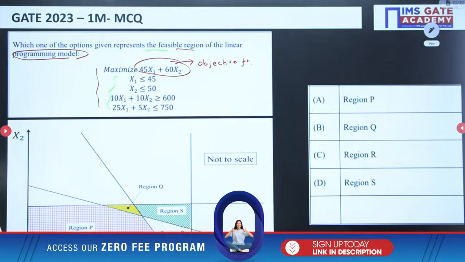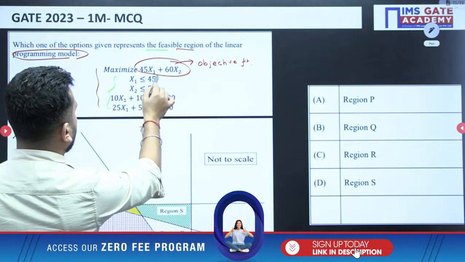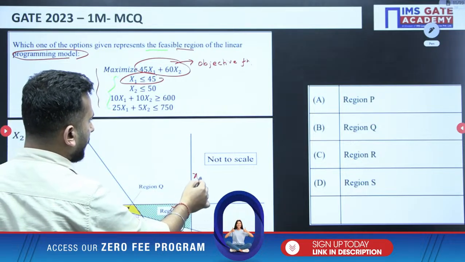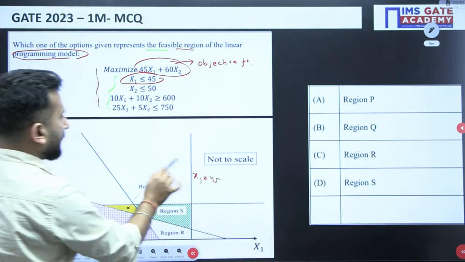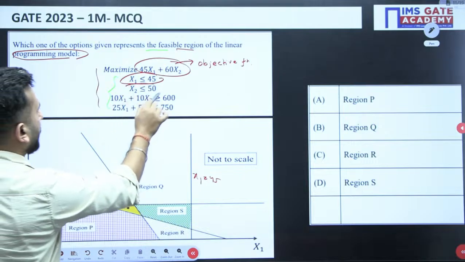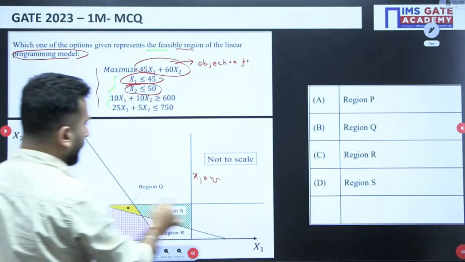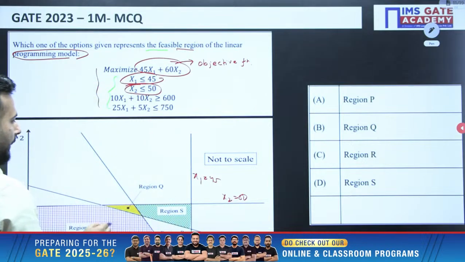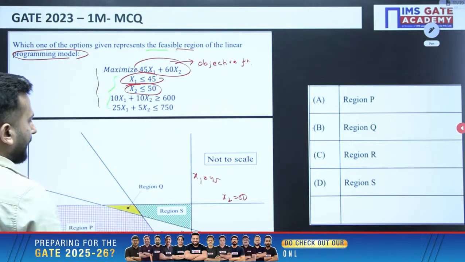Okay. So x1 is less than 45. So this will be that line, x1 is equal to 45. If I just see and try to guess, x2 is less than 50. So this horizontal line is that x2 equal to 50 line. This is also done. Now 2 lines are there.